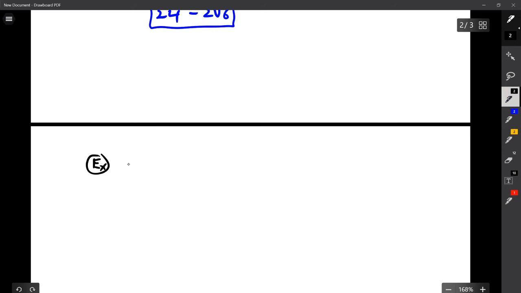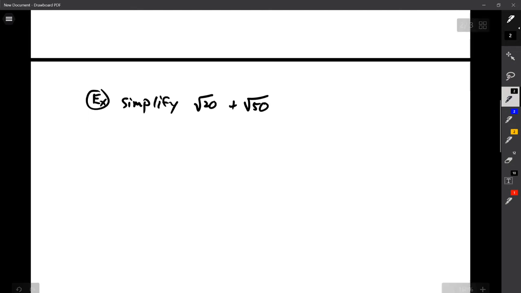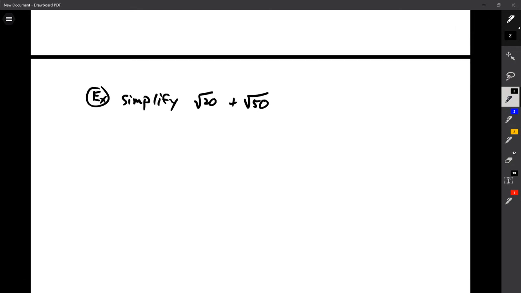Here we have simplify: root 20 plus root 50. At face value, it doesn't seem like they can simplify, or at least it doesn't seem like they can combine. But we need to check each individual radical and see if it can simplify.